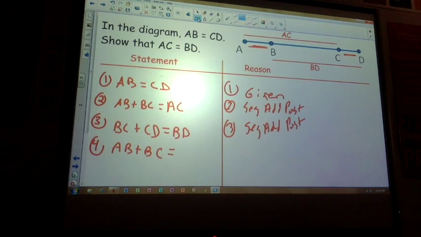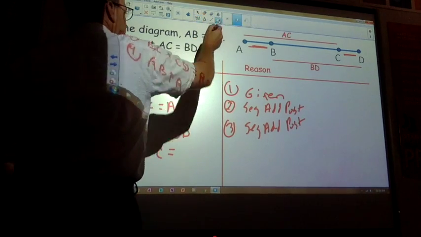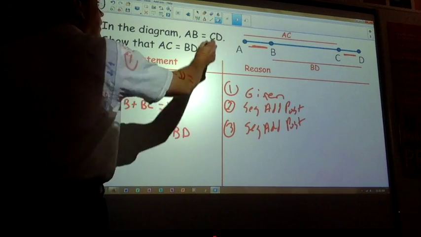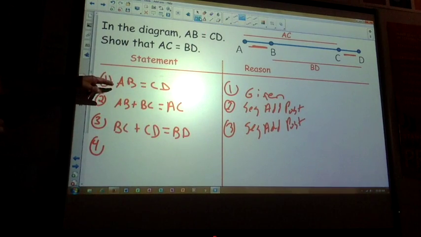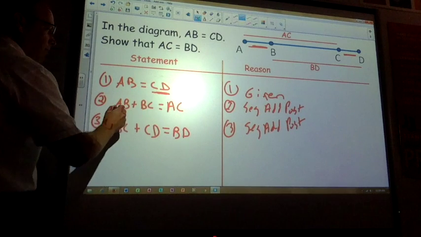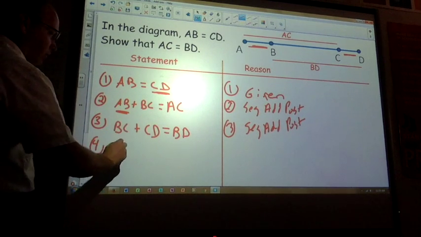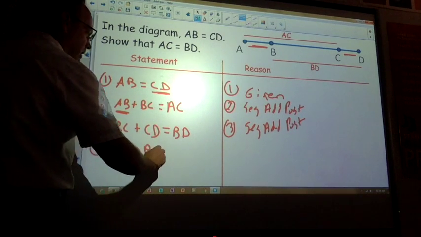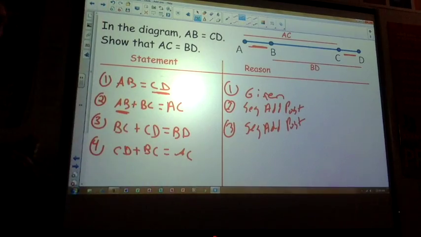I think we can. I'm going to ignore this for a sec. So I know that. Oh, you know what I can do? Ooh, yeah, that'll work. Okay, I can take this and plug it in right here. So that's going to give me CD plus BC is equal to AC. Why? What did I do? Substitution.